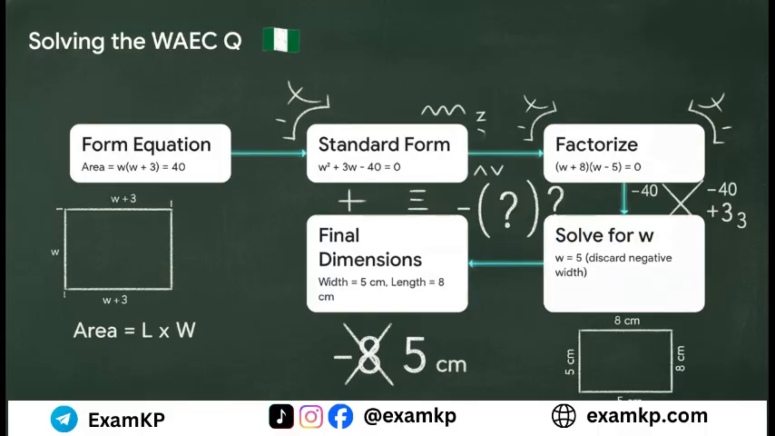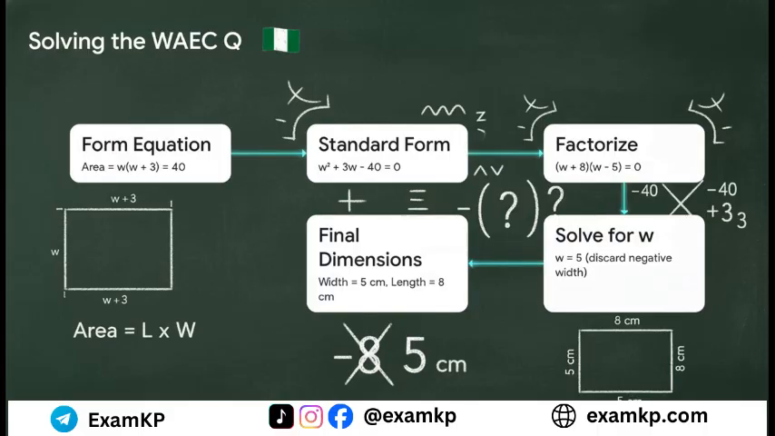Perfect. Time to factorize. We need two numbers that multiply to give us negative 40 and add up to give us plus 3. Let's think. How about positive 8 and negative 5? Yes! So our factors are (W plus 8) and (W minus 5). This means W could be negative 8 or W could be 5.